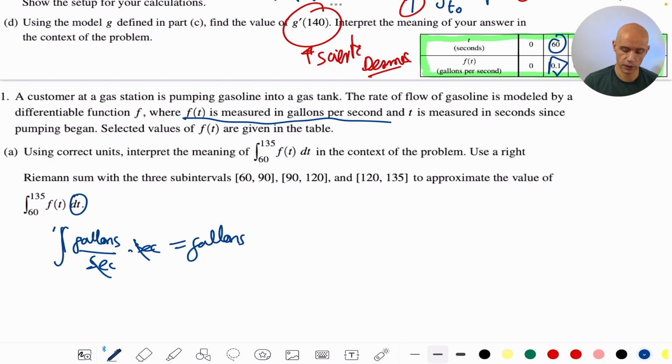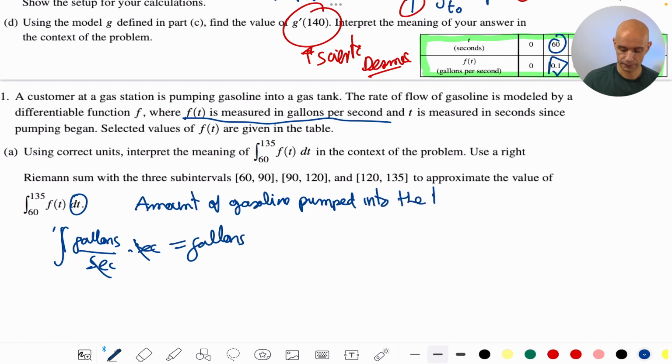So therefore this quantity has units of gallons. Between 1 minute and 2 minutes and 15 seconds, that's the total amount of gasoline pumped into the tank between t equals 60 seconds and 135 seconds. That's the first part, interpret.